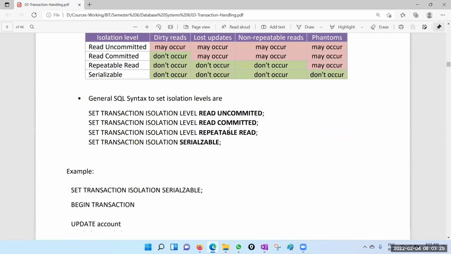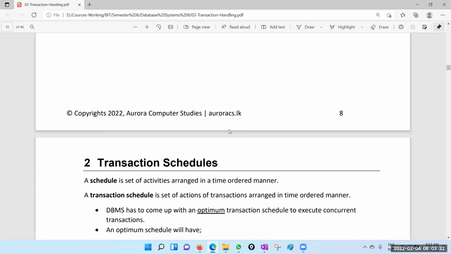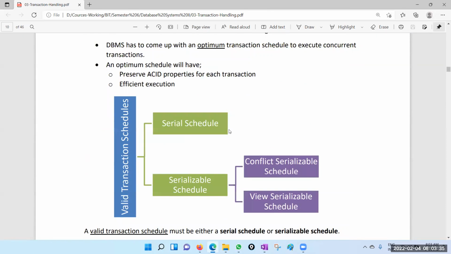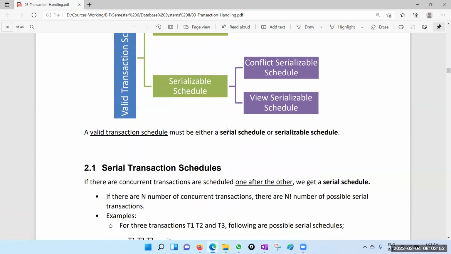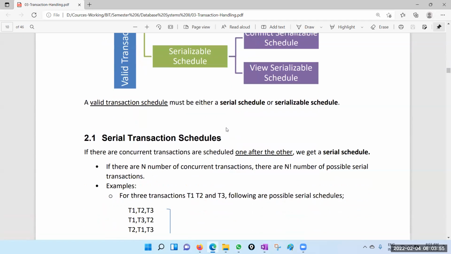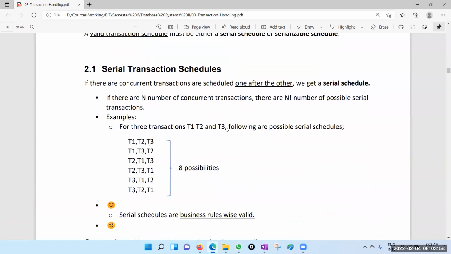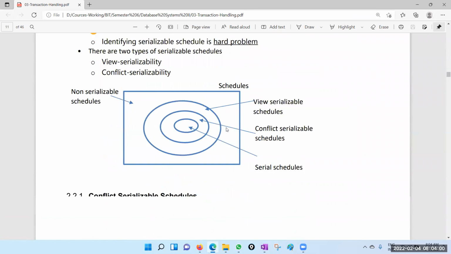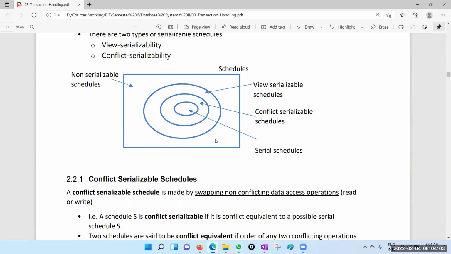Okay. And then we started discussing what a schedule is, then what a serial schedule is, and then what serializable schedules are. So remember, serial schedules and serializable schedules are valid schedules business logic wise. Okay, because if it is equivalent to a serial schedule, it's also valid. Then we discussed there are two ways we can create serializable schedules: the conflict serializable schedules and the view serializable schedules. Okay, so serial schedules are valid, conflict serializable schedules are valid, and even view serializable schedules are valid.